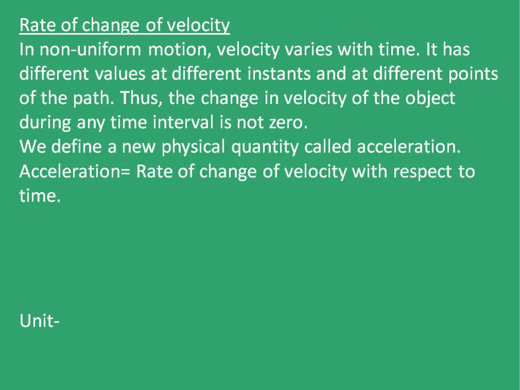In our day-to-day life, the motions that we encounter are generally non-uniform motions. In non-uniform motion, velocity varies with time. It has different values at different instants and at different points of the path. Thus, the change in velocity of the object at any time interval is not zero. We define a new physical quantity called acceleration. Acceleration is equal to rate of change of velocity with respect to time.